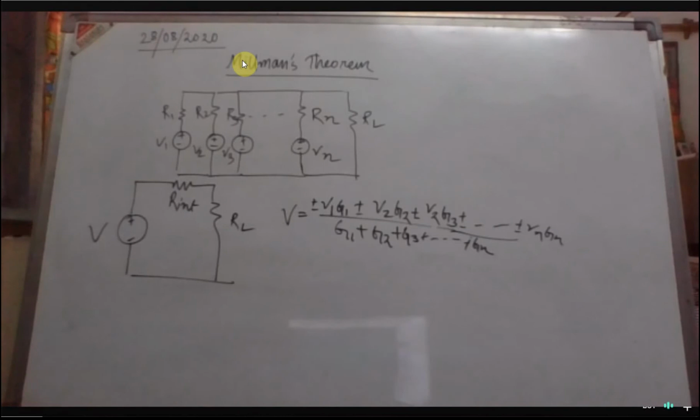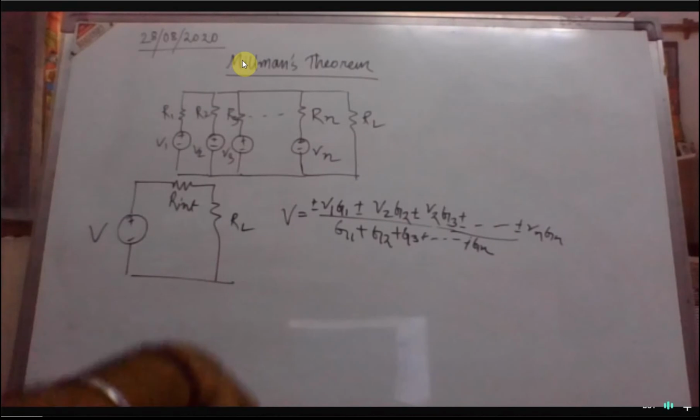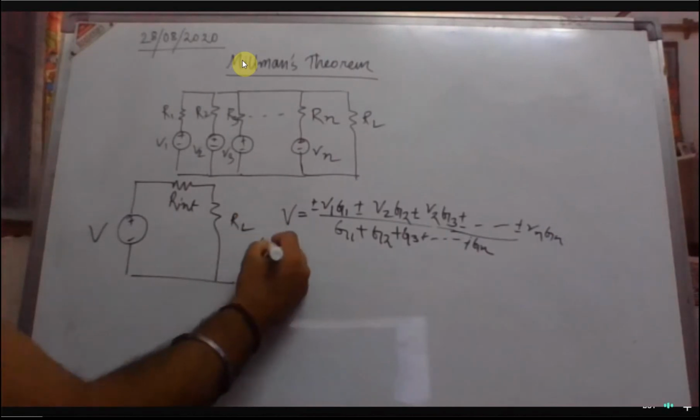Can you tell me what G is? Hello, can you tell me what G is? Inverse of resistance, 1 upon R. I cannot get your voice. What is G? G is equal to 1 upon R, the inverse of resistance. Yes, G is the conductance, 1 by R.